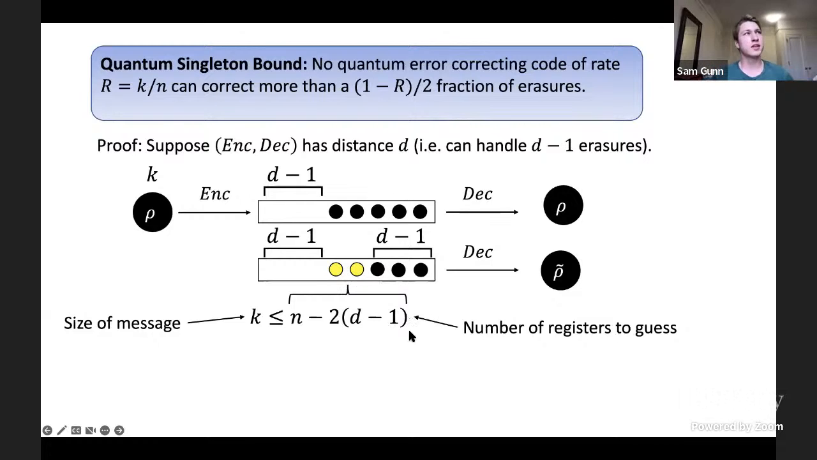Basically, because we had a message of length k, we shouldn't have any way to convert the problem of guessing the message of length k into a problem of guessing fewer registers. Because of this, the size of the message should be at most the number of registers we had to guess. I just wrote that out here: k is at most n minus 2(d minus 1), the number of yellow registers that we had to guess for our code. Then just rearranging this equation and dividing by n gives you the quantum singleton bound exactly.